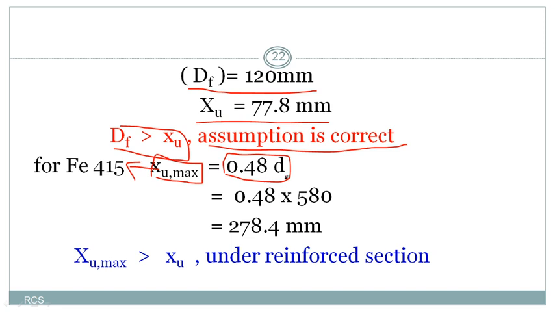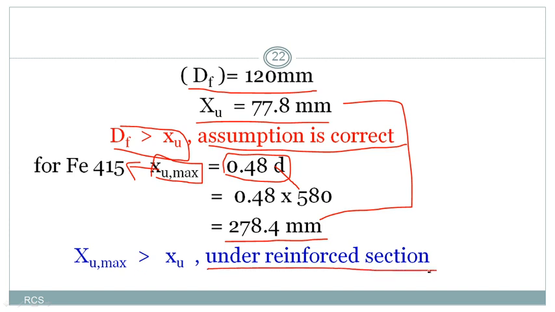0.48 into d, and d is already given to you in the problem, that is 580. After substituting the value of d in this formula, we will get xu max as 278.4 mm. Now compare these two values, xu and xu max. Your xu max is greater than xu, so it is classified as an under-reinforced section.